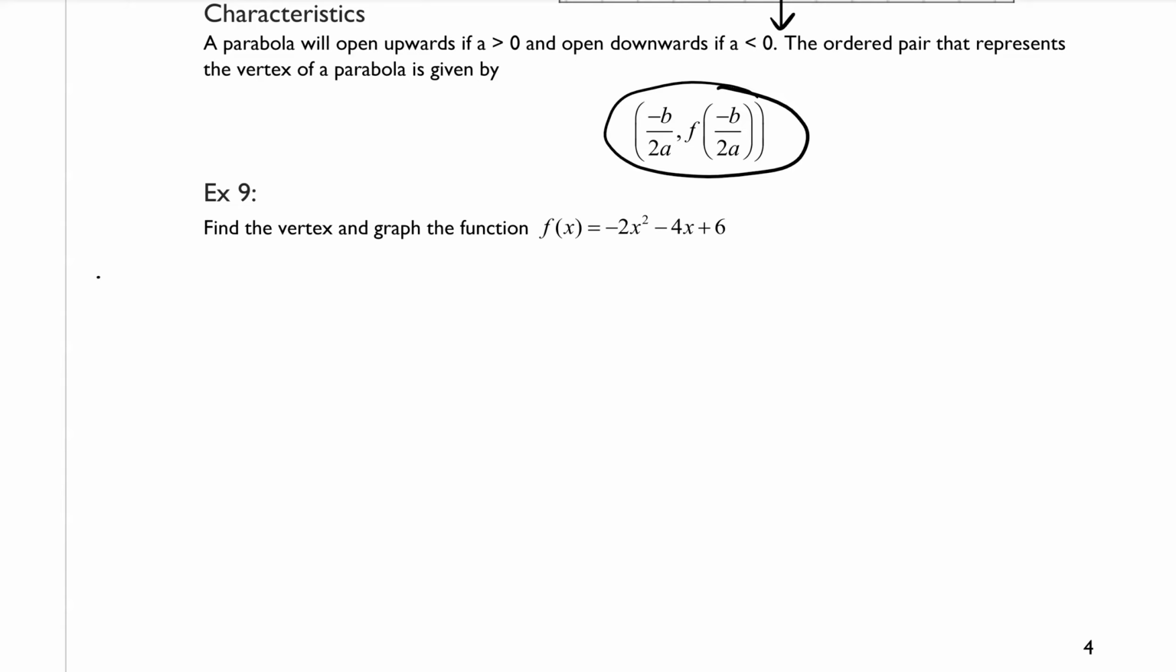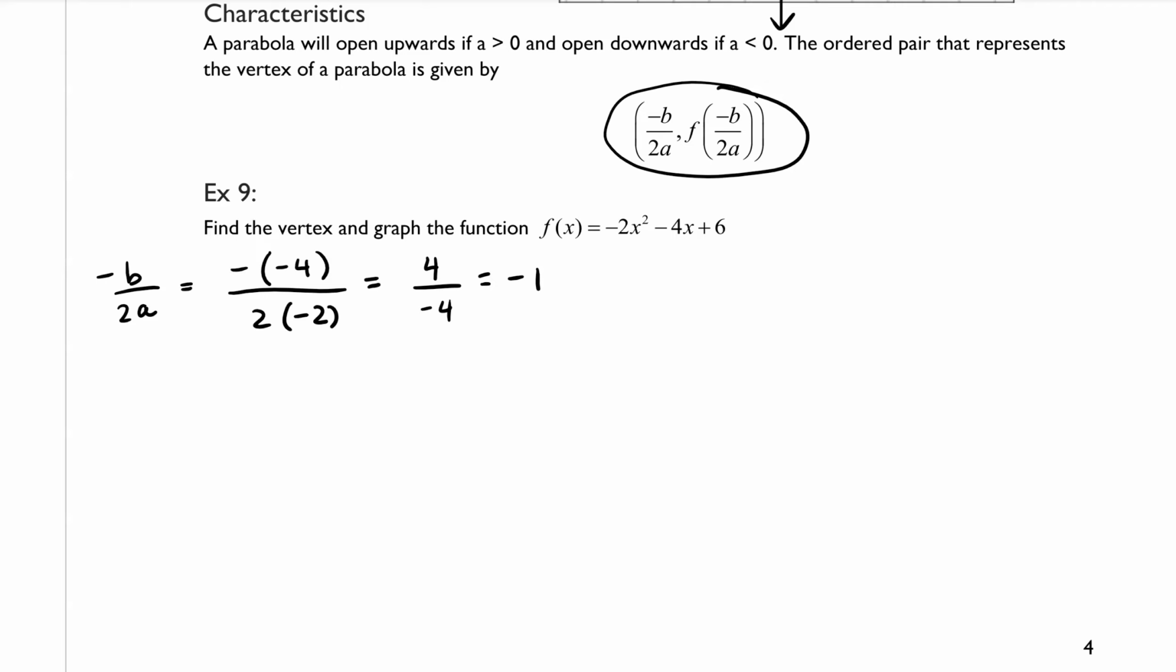And so what we want to do is figure out what negative b over 2a is equal to. So our b value is negative 4, and then 2 times our a value, which is negative 2. And so now we just want to simplify that. So negative 1 times negative 4 is positive 4. And then 2 times negative 2 will make our denominator negative 4. And if we simplify that, that ends up being negative 1.